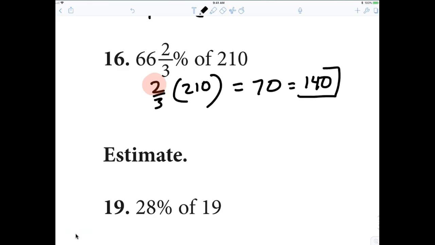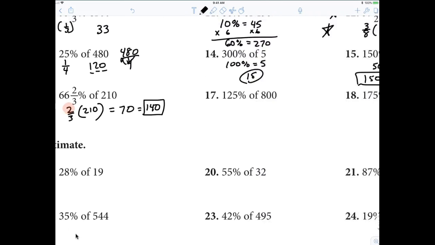140. Yes, 140. So again, what I'm trying to show you is, if you understand how you can change numbers from a fraction to a decimal, sometimes it's more advantageous to use a fraction than it is a decimal. So everybody should be on their notes, Julian. 66 2/3% is the same as the fraction 2/3. You should write that. All right? Now, let's take a look at 17.